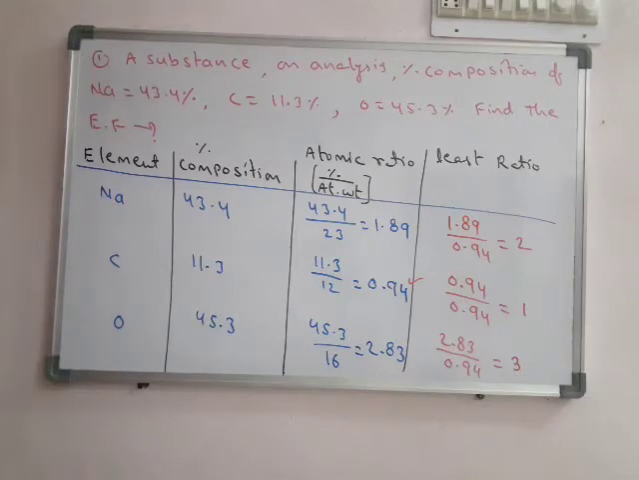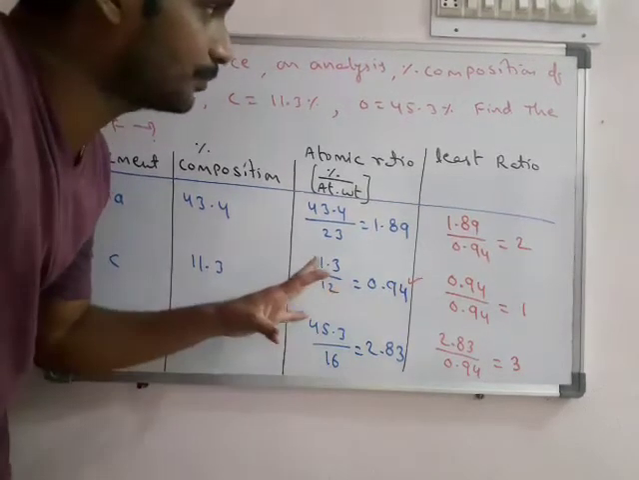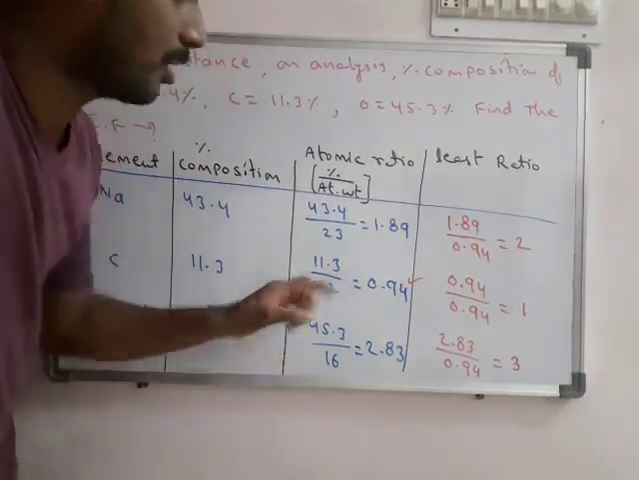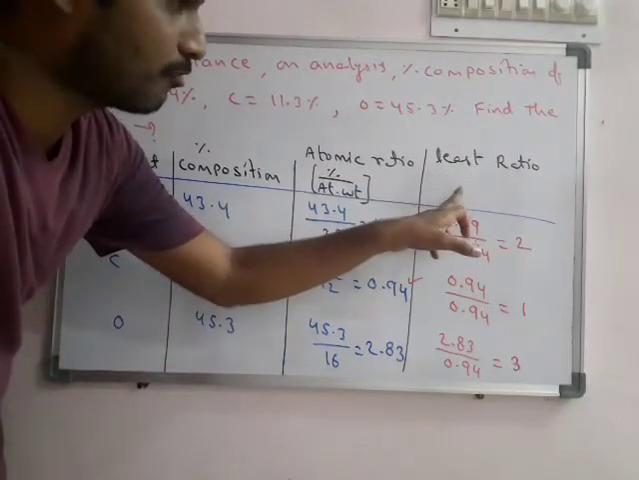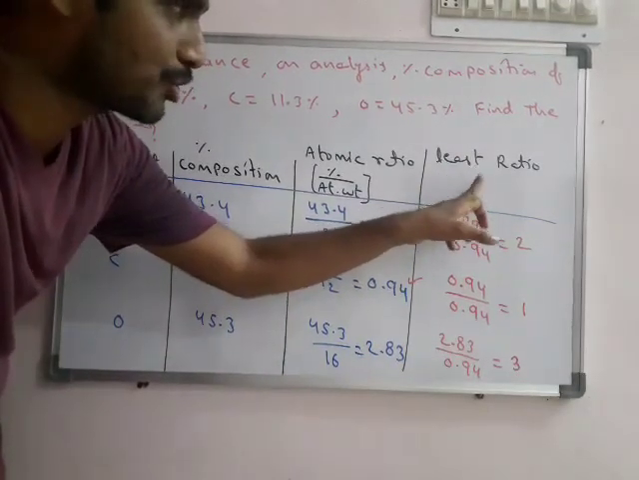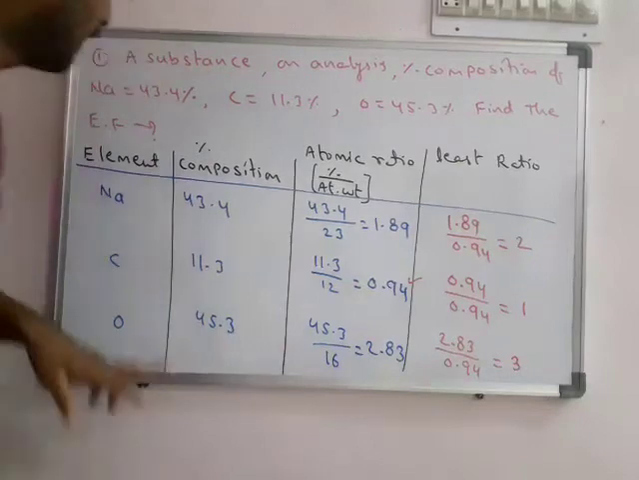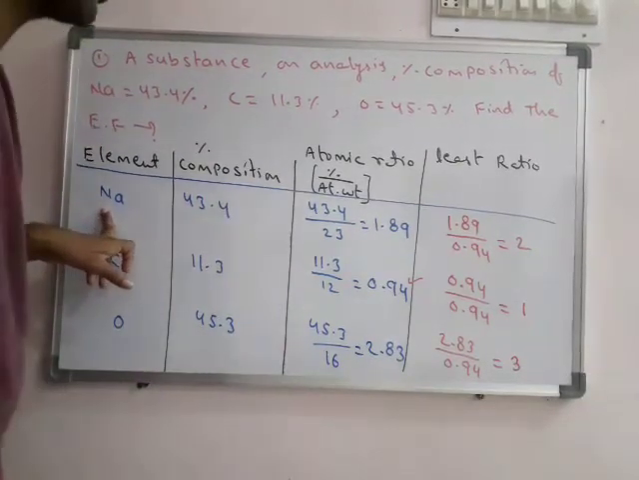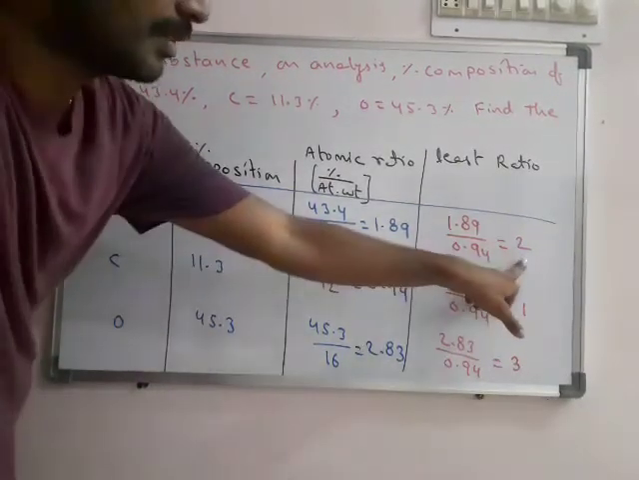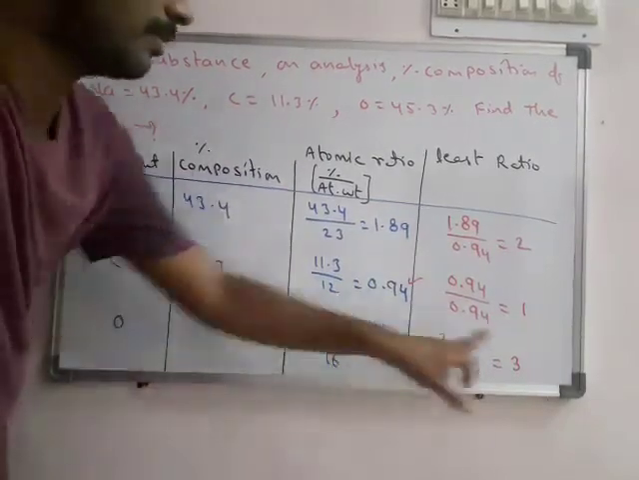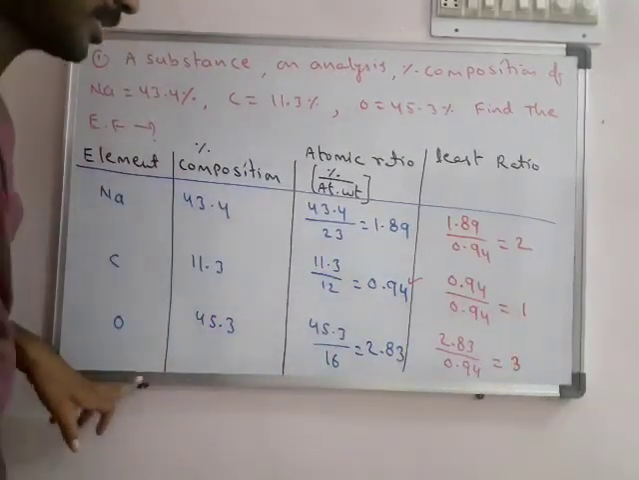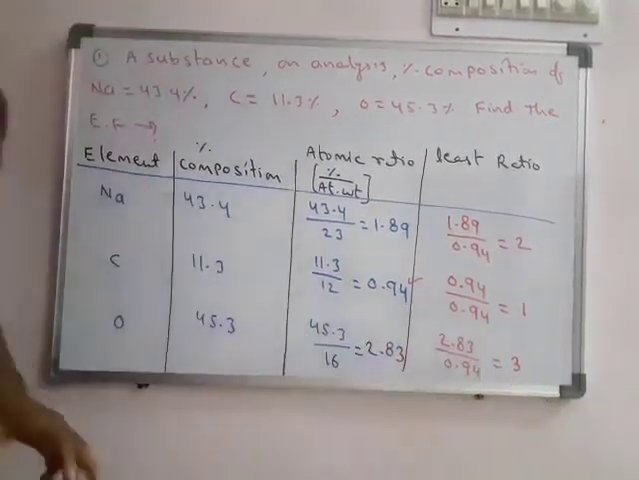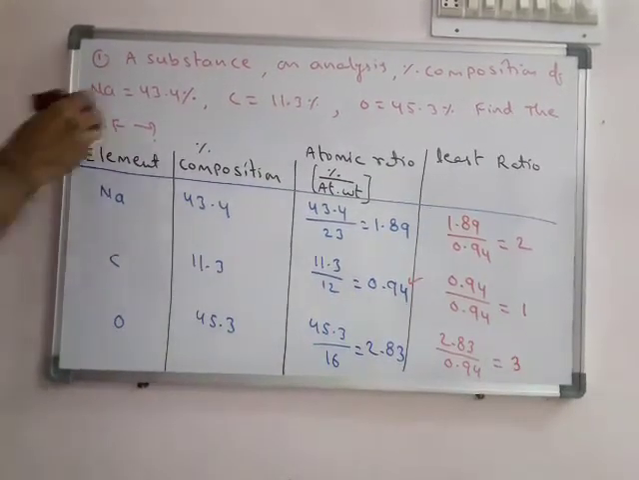After this calculation we are able to write the empirical formula. For writing the empirical formula we need to take into consideration these least ratio values. For sodium, how much simple ratio did you get? That is 2. For carbon, 1. For oxygen, it is 3. Means we can write the empirical formula now.